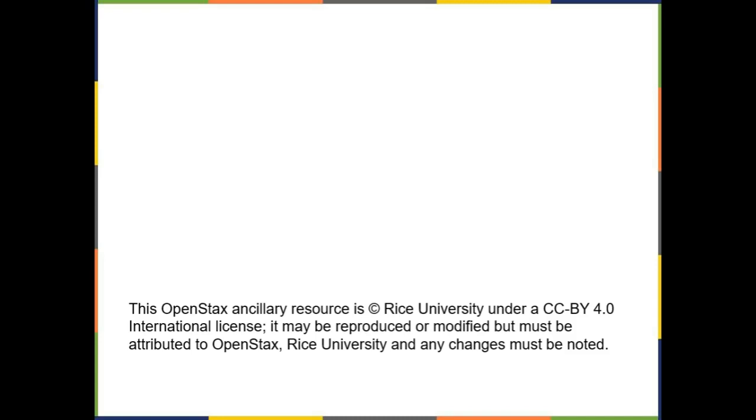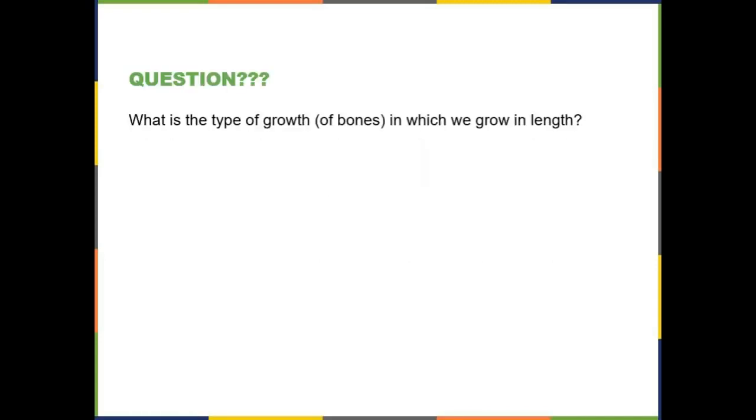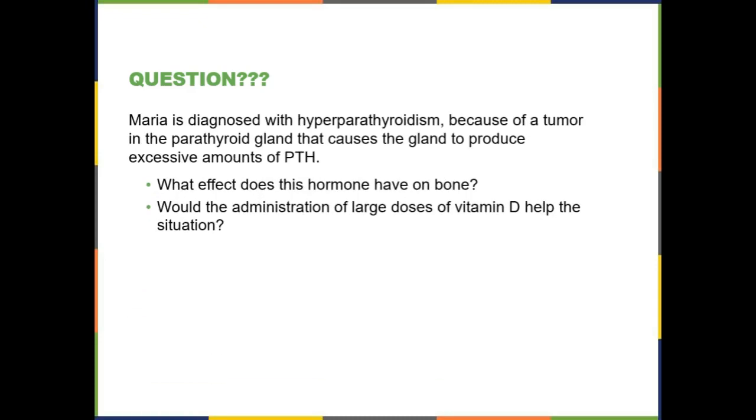So here are a couple questions that I'm going to have you think about on your own. Here's the first one. Here's the second one. First question is, what is the type of bone growth in which we grow in length? The second one is, what is the type of bone growth in which we grow in width? Next one, here's an application question.